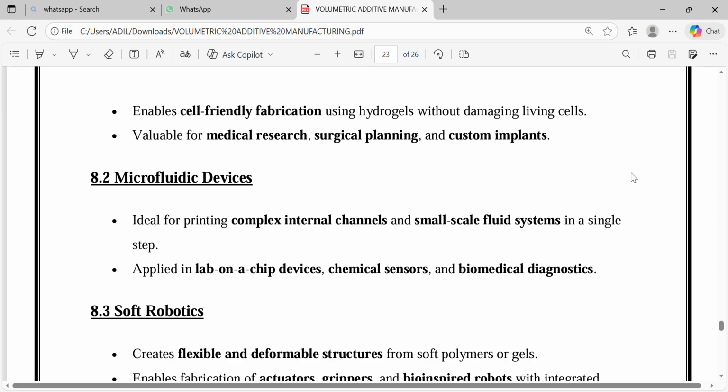biomedical devices. For lab on a chip devices, WAM enables the integration with sensors, with applications found in environmental monitoring. For chemical sensors, WAM enables the integration with sensing elements, with applications found in environmental monitoring, healthcare, and industrial process control. For biomedical diagnostics, WAM enables the integration with biomolecules and applications found in point of care testing, disease detection, and personalized medicine.